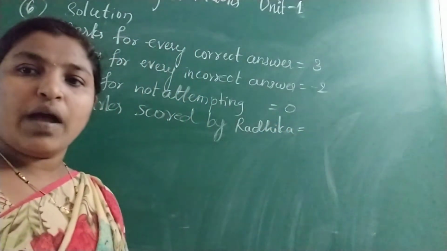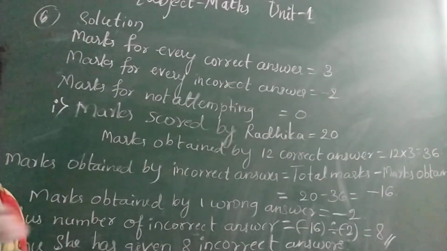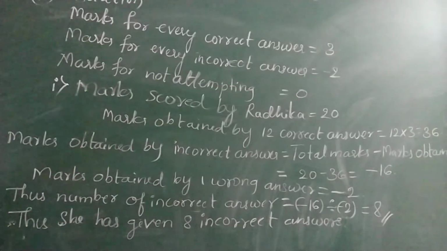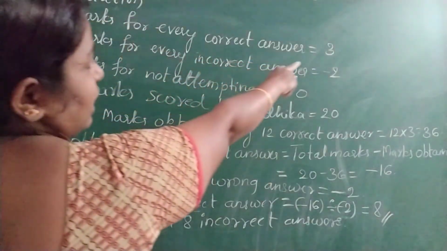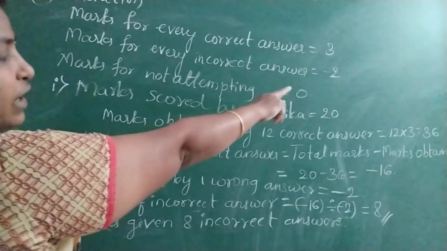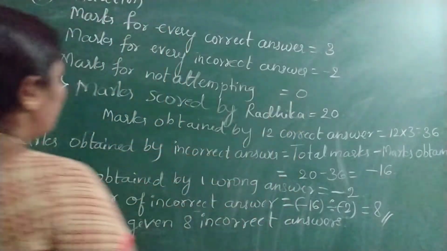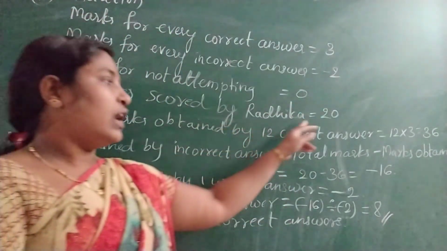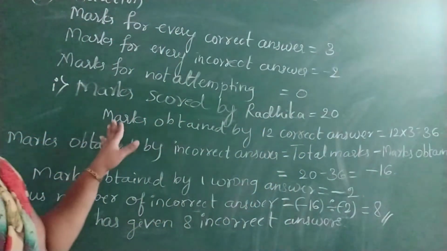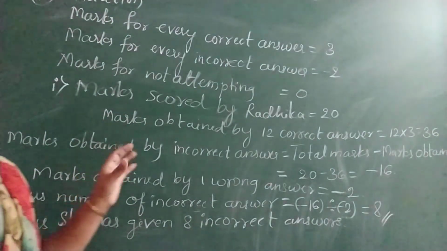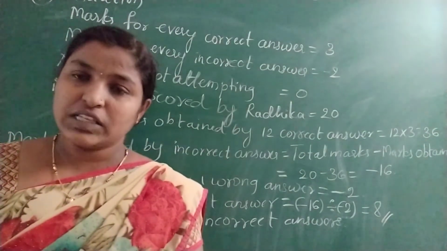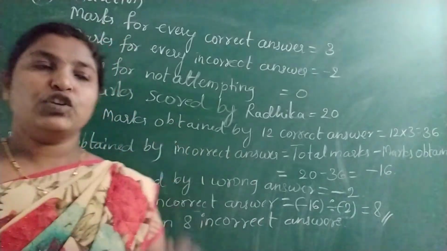See, these are quite big problems. Marks for every correct answer is 3, marks for every incorrect answer is minus 2. Marks for not attempting is 0. So the marks scored by Radhika is 20, which is given. What we have to identify is how many questions she has answered incorrectly.